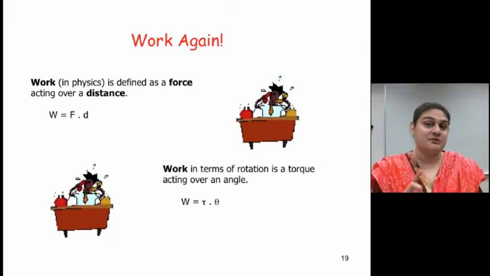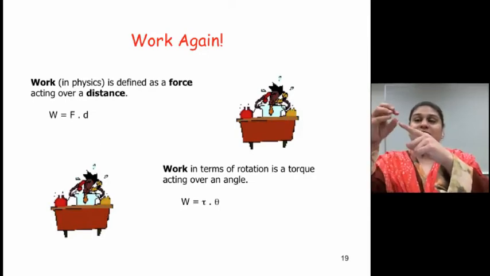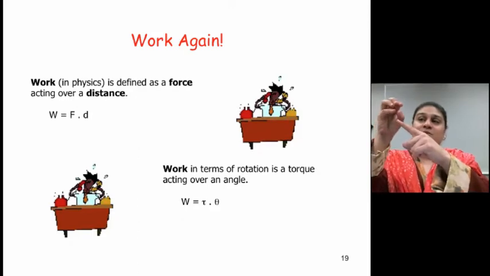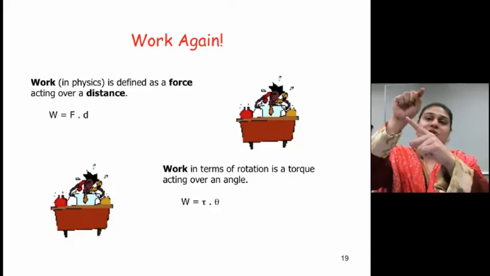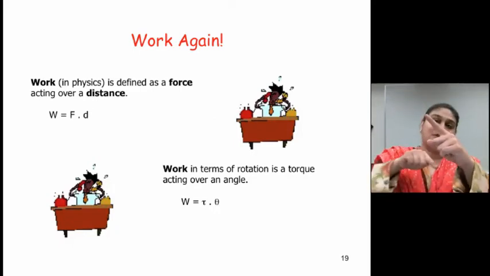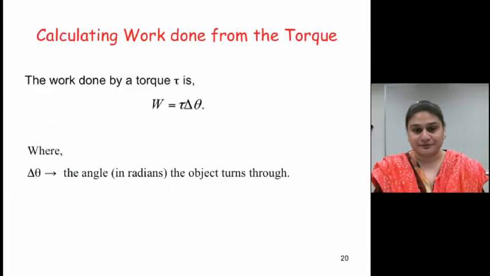Well, work in terms of rotation has a similar concept. It is now going to be a torque, which is a force, acting over an angle. So what this is basically saying is, if I have an object here, the amount of work it's going to take me to move that thing over a certain angle as it goes around in a circle, that is what work means in terms of rotation.